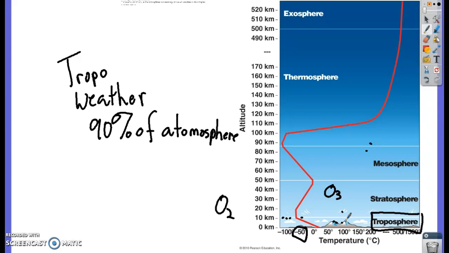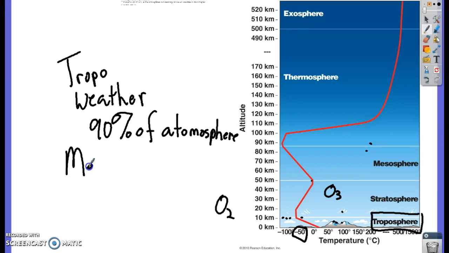Since it does absorb radiation, notice that with the ozone up here the temperature goes back up to about 0 degrees Celsius. So it gets up to about the freezing point of water at the top. That's pretty much the stratosphere. The main thing, like I said, is the ozone layer.